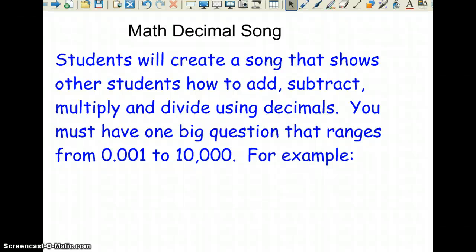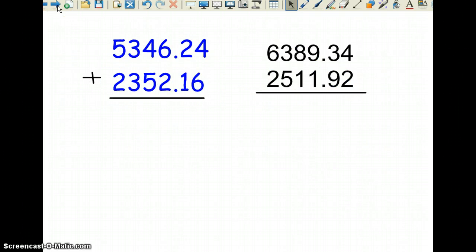Okay, welcome to the Math Decimal Song tutorial. This is your lesson on how to create a song that shows other students how to add, subtract, multiply, and divide using decimals. And of course, you can have one big question that ranges from decimal 0.001 to 10,000. I'm going to show you examples of these later, but we're going to start with addition. So, how to properly add using decimals.